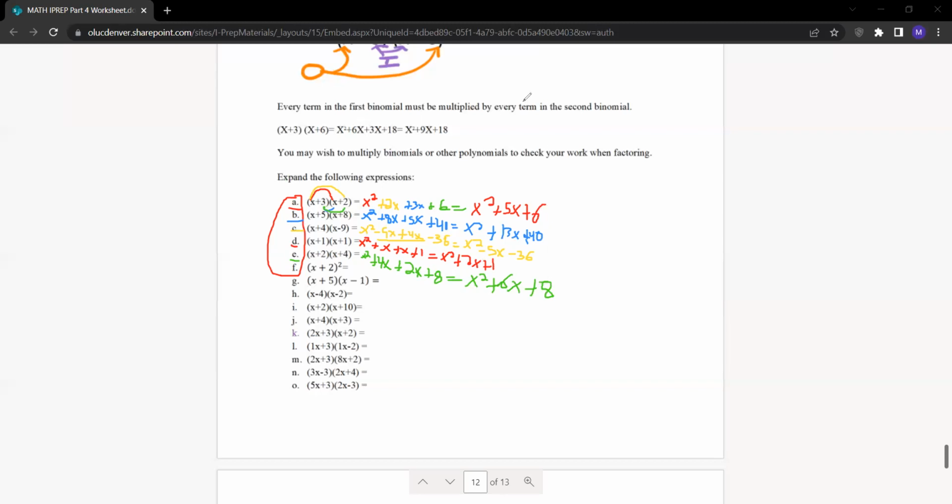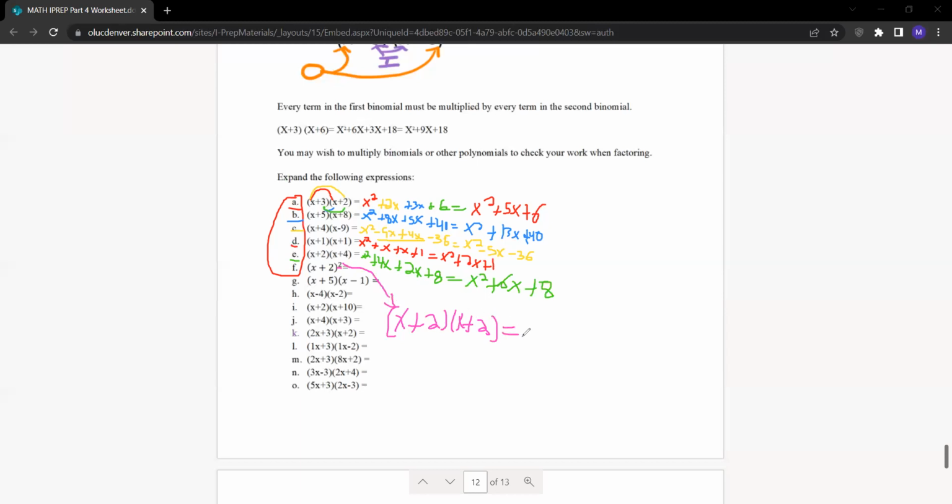Cool. So now we'll do f. So when you see f, you see this squared, that means we can expand this, right? It means it's x plus 2 times x plus 2. So x plus 2, x plus 2.